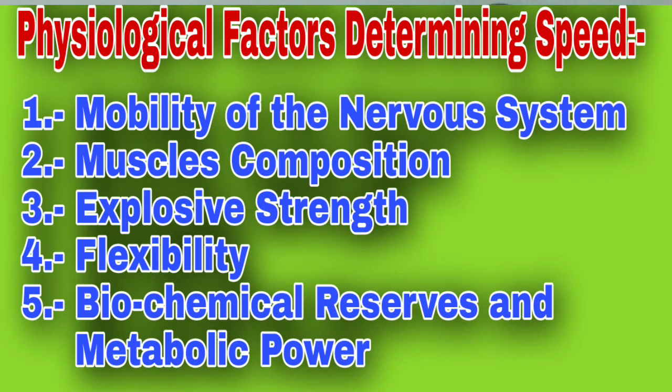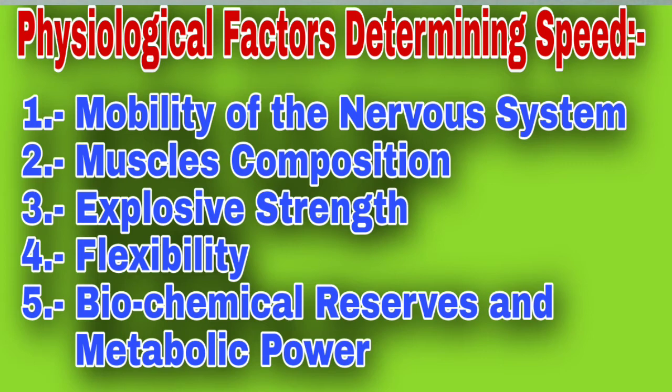The nervous system can maintain this fast excitation and inhibition only for a few seconds, and after that the excitation spreads to the neighboring centers, causing rest and tension in the entire body. This results in a reduction of speed.